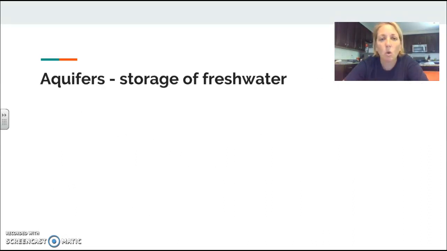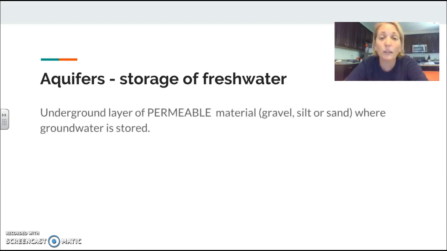So when we talk about salt water and fresh water, we really have to focus on the storage system of fresh water and how we make sure we're monitoring the quality of that fresh water for our consumption and use here on planet Earth. So an aquifer is basically a storage basin of fresh water. It's an underground layer of permeable, which means water can move through it, material. Gravel, silt, sand are great materials. Things that would be impermeable would be bedrock, right, large chunks of rock that have no space between them. And this is where groundwater gets stored. It gets stored in something called an aquifer.